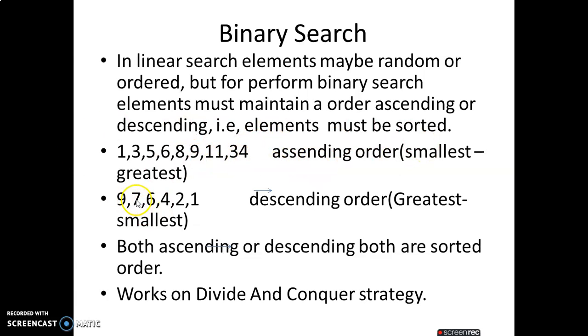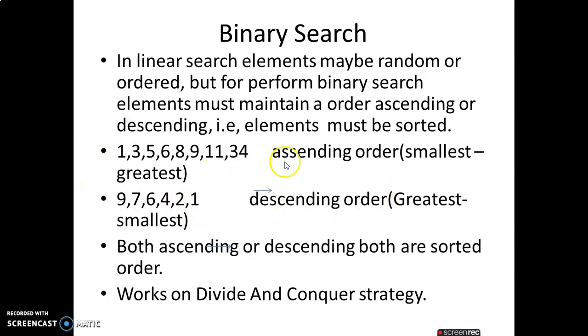What about descending order? Look here: 9, 7, 6, 4, 2 and 1. This is the greatest element, then next smaller, next smaller, next smaller, next smaller. It means greatest to smallest. This is called descending order.